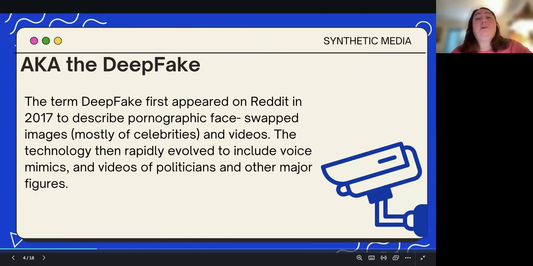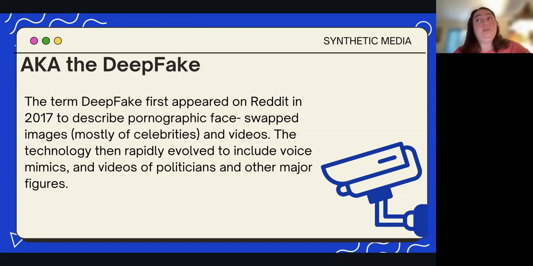As I said, you probably know this more as the deepfake, and that term first appeared on Reddit in 2017, relatively recently. At that time, it was used to describe pornographic face-swapped images, mostly of celebrities. You may have seen something in the news about many of these recently being deepfakes of Taylor Swift, who might actually be our best chance at getting some legislation passed to police these videos.